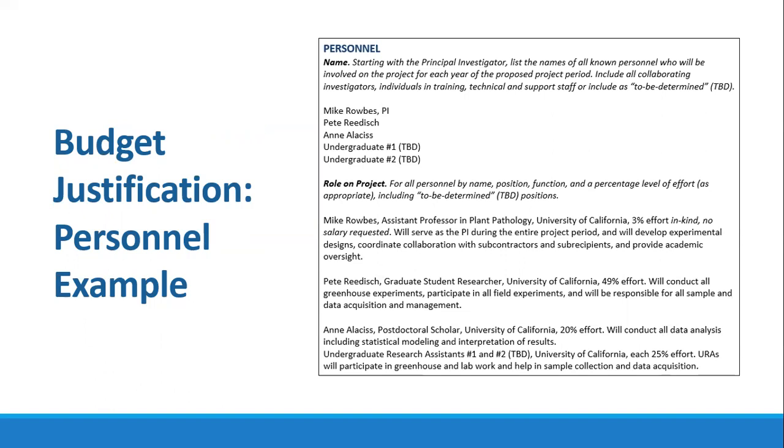Here is a second example, this time for the sample research grants. And here you can see two TBD positions listed for undergraduate assistants that'll be helping on the project. You can see the description for those at the bottom here. Basically a brief description of what those unfilled positions would be doing, similar to the described staff.